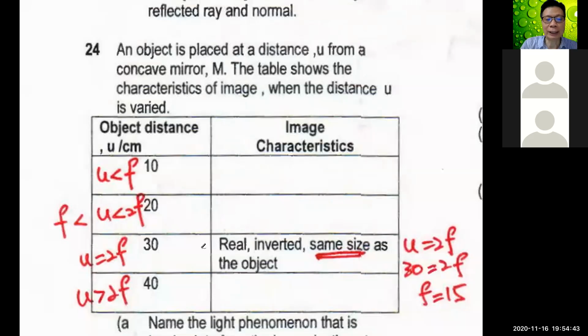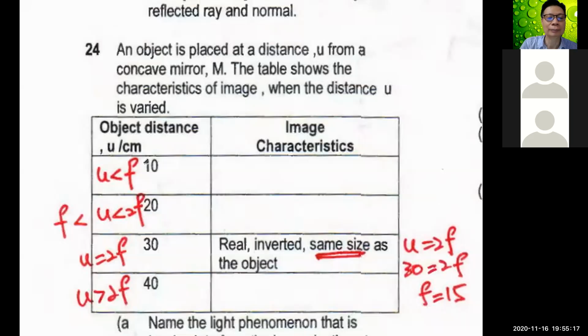One part of the given condition, same size. When the object distance is 30 cm, you get same size image. A few weeks ago, you already know. When it is the same size, immediately you must write you got 2F. Every time you see same size, straight away you jump to this conclusion. Object distance u equals 2F. Object distance now is 30 cm. So you can find the focal length. So now the focal length is 15.